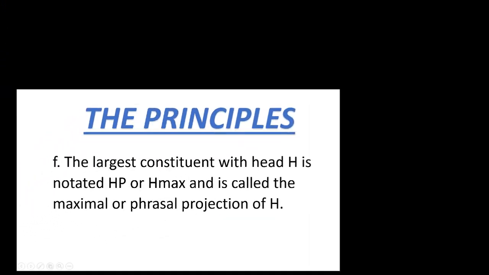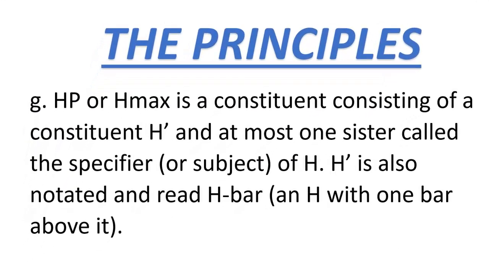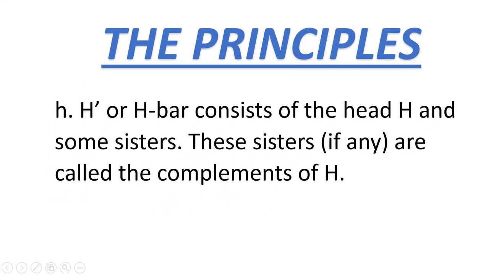F. The largest constituent with head H is notated HP or H max and is called the maximal or phrasal projection of H. G. HP or H max is a constituent consisting of a constituent H bar and at most one sister called the specifier of H. H bar is also notated H'. H. H bar consists of the head H and some sisters. These sisters are called the complements of H.